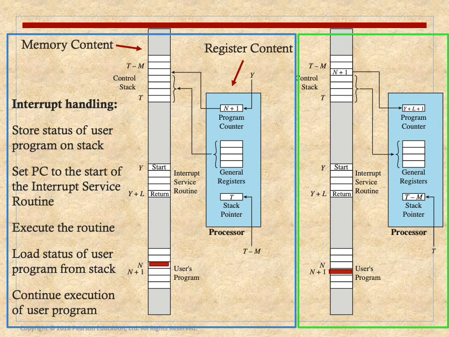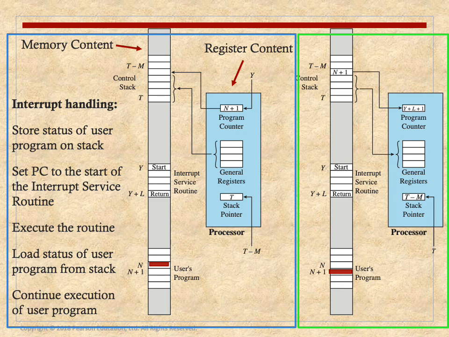Now, after we have illustrated the performance advantages of interrupts, we will have a detailed look at what has to happen in order to safely interrupt and then later resume a user program. In the blue box, you can see the content of memory and the registers at the point in time when an interrupt signal is received by the processor. You can see the user program is stored somewhere at the bottom of the memory. Then, in the middle of the memory, starting at address Y, the interrupt service routine is stored. And at the top of the memory, we have a control stack that is currently empty.